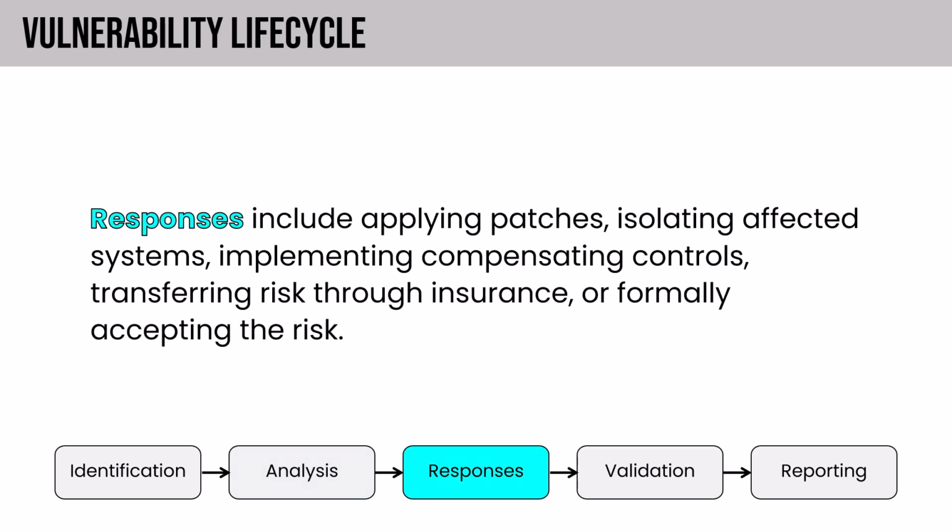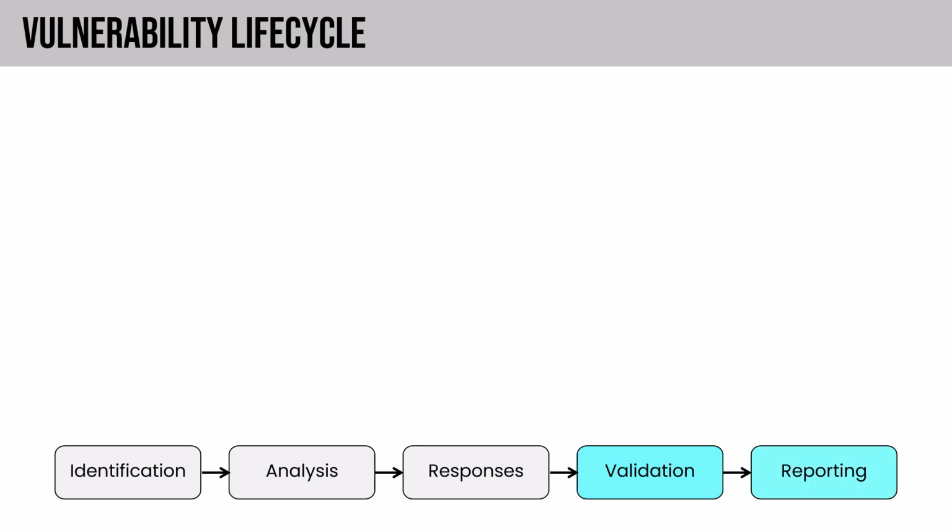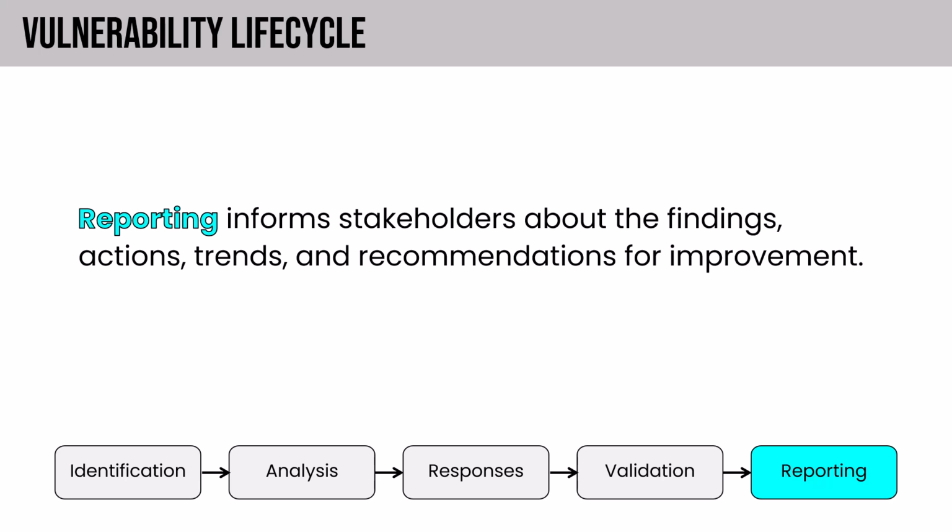Responses might include applying patches, isolating affected systems, implementing compensating controls, even transferring risk through insurance, or formally accepting that risk. Validation ensures the vulnerability is no longer present, and in the reporting phase, we inform stakeholders about our findings, the actions we took, trends, and recommendations for improvement.